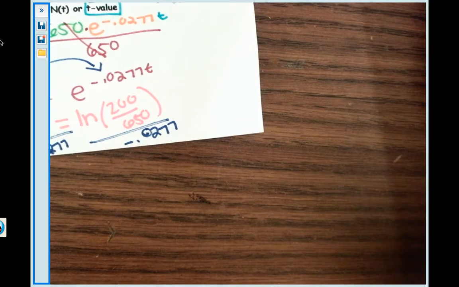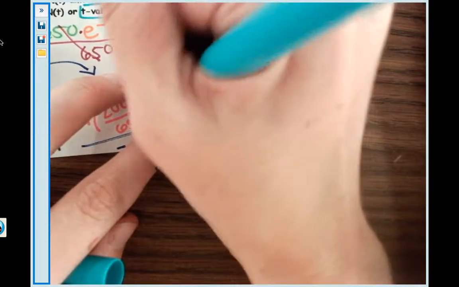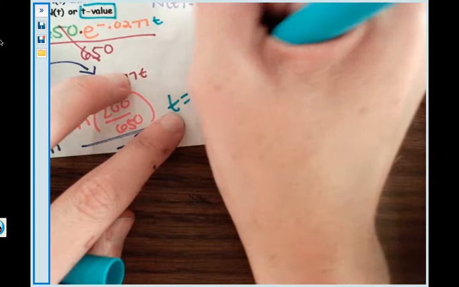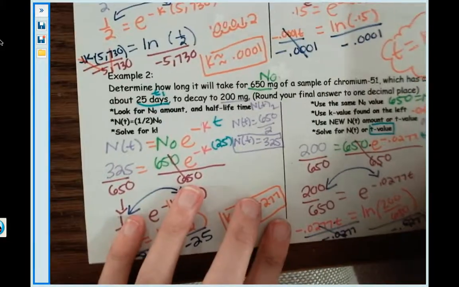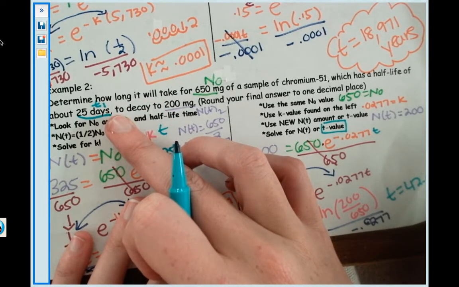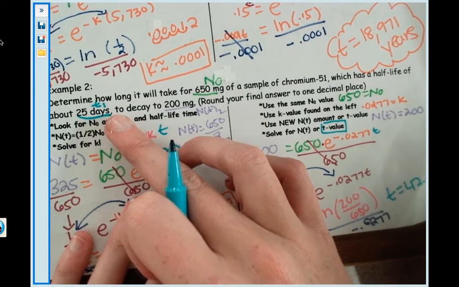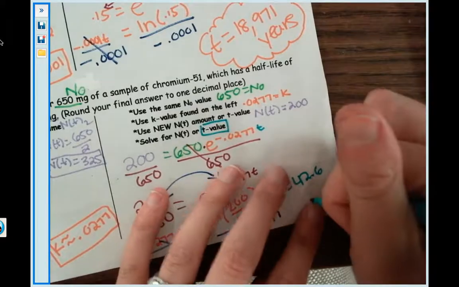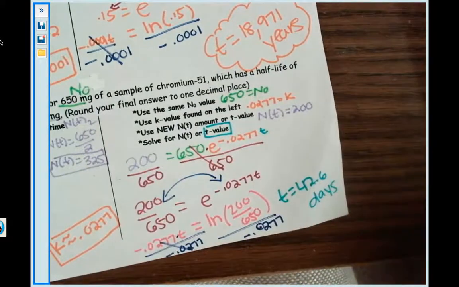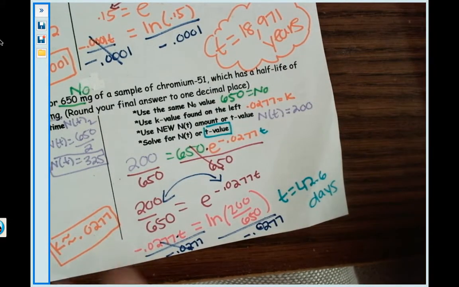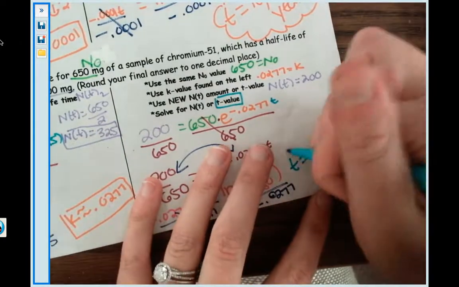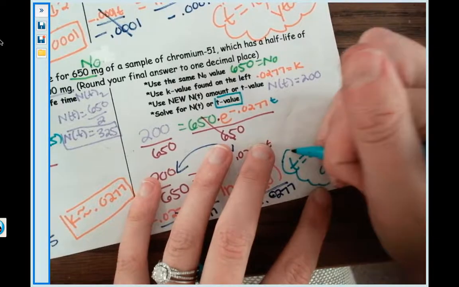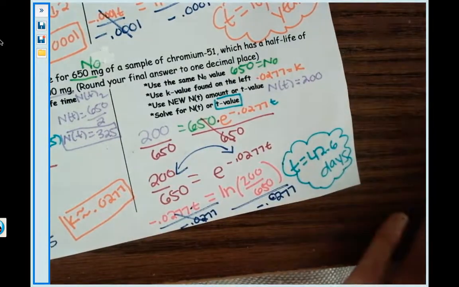So time will equal 42.6. Now I need to know the units for my time. The half-life time was given to us in days, so my units for time will be days. 42.6 days is how long it takes chromium-51 of 650 milligrams to decay to 200. Isn't that cool, you guys? How exciting. Awesome job, you guys.